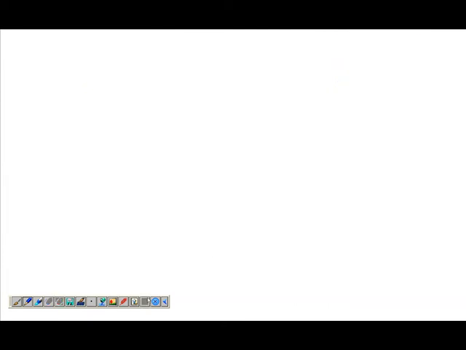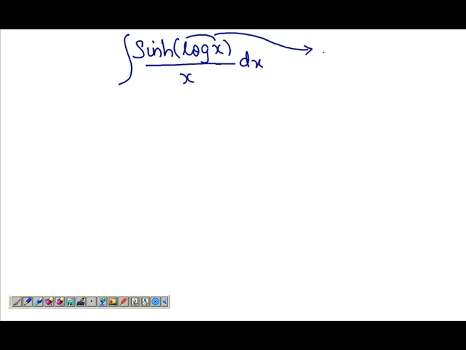Let me take an example for this. Let me take sine hyperbolic of log of x, the natural log, over x, and I have to integrate this with respect to x. So the function here, I'll take log of x as p. Now how do I choose what to take, what to substitute?